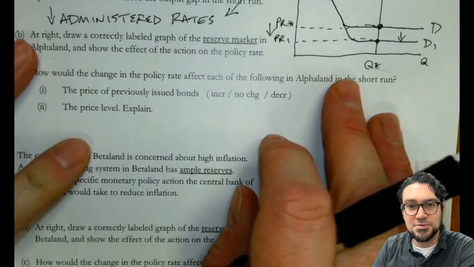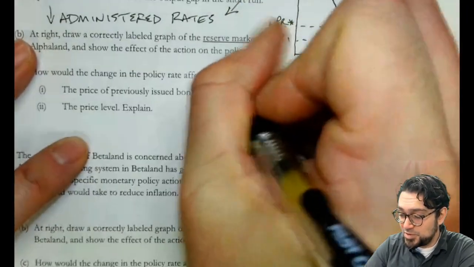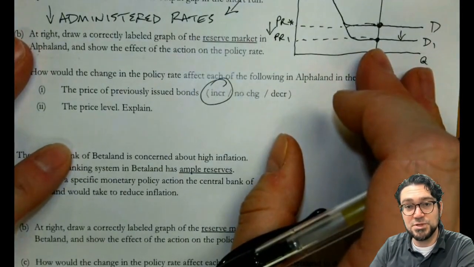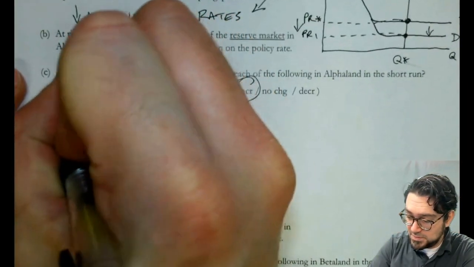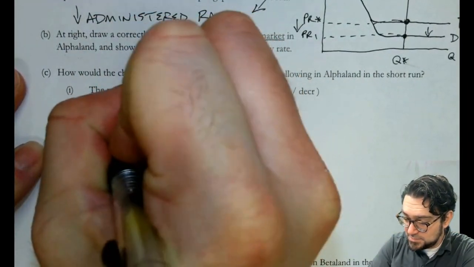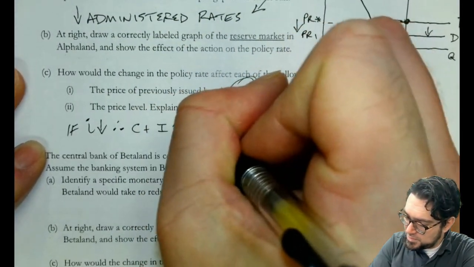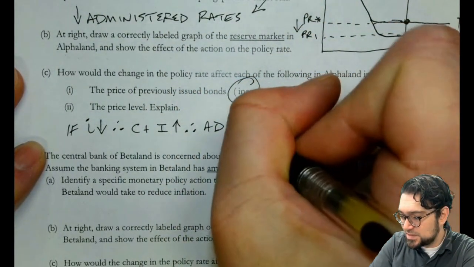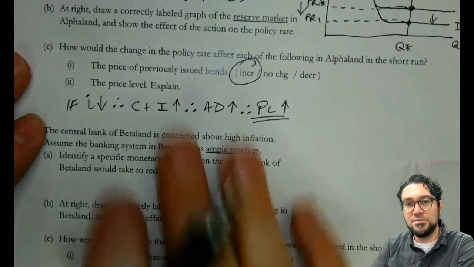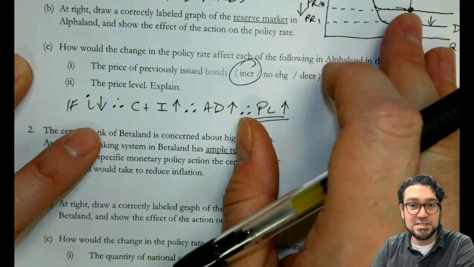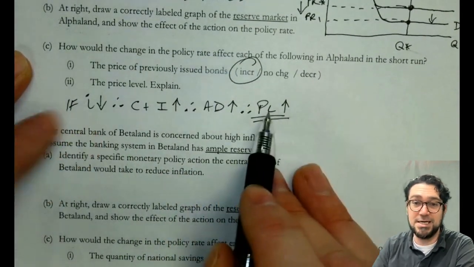How would that affect these other things? The price of previously issued bonds. Well, if the interest rate goes down, we know that previously issued bond prices go up, right? There's always an inverse relationship. And if the interest rate goes down, what's going to happen to prices? Well, if the interest rate goes down, consumption and investment go up, therefore aggregate demand goes up. I think we wrote this in the lecture notes, and therefore price levels will rise. So that would be maybe a side effect of trying to fix this recession: you have more aggregate demand and you fix the recession, but you get higher prices.